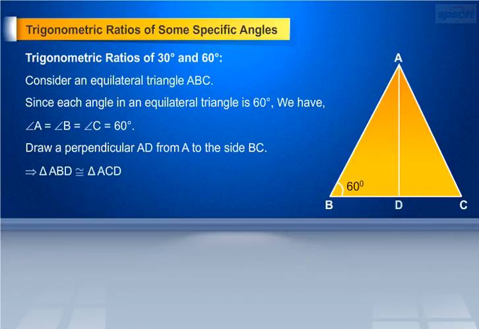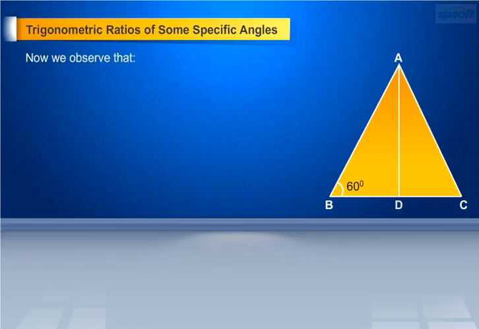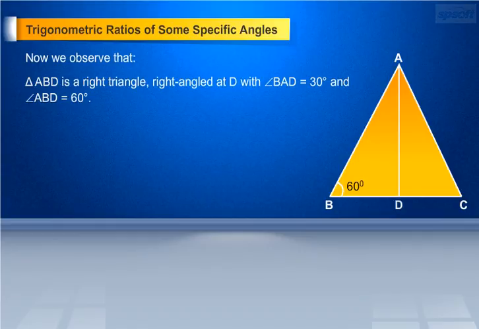Therefore, we have triangle ABD is congruent to triangle ACD, since in triangle ABD and triangle ADC, we have angle B equals angle C equals 60 degrees. Angle BDA equals angle CDA equals 90 degrees. Therefore, the two triangles are congruent, according to AAS congruency. Therefore, BD equals DC. Comparing congruent triangles we get angle BAD equals angle CAD. Now we observe that triangle ABD is a right triangle, right angled at D, with angle BAD equals 30 degrees and angle ABD equals 60 degrees.